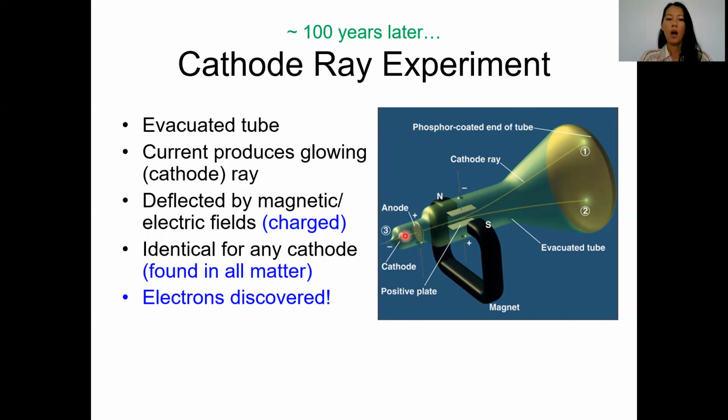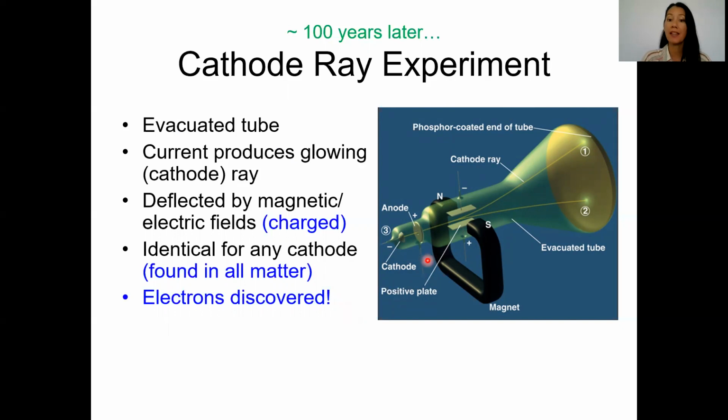So what was interesting is when they passed this through a magnetic and electric field, they could see that that glowing ray was bent. So whatever was making up this glowing ray, it was charged because it could be moved by this electric field here. The other thing that they found was that no matter what the anode or cathode was, if you flip those out, you still get the same result, meaning that whatever is occurring here, whatever is coming out of these metals and producing this ray, it's found in all matter. This was the discovery of the electron.